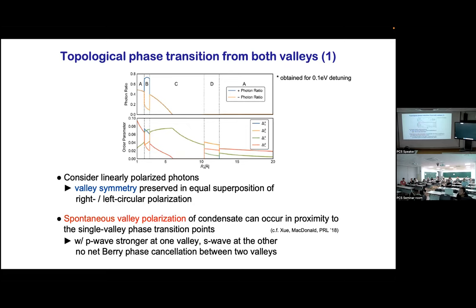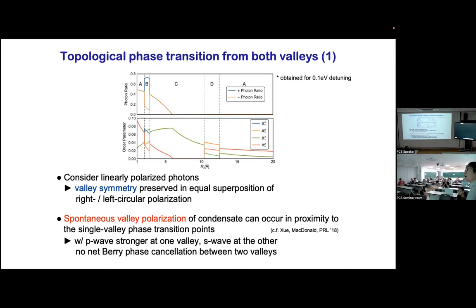And once we put in both valleys, some additional terms occur. Near this trivial to non-trivial transition point for a single valley, we start to have spontaneous valley symmetry breaking as well. So it's like we have dominant P wave in one valley and dominant S wave in the other valley.